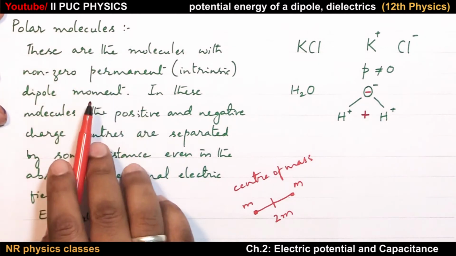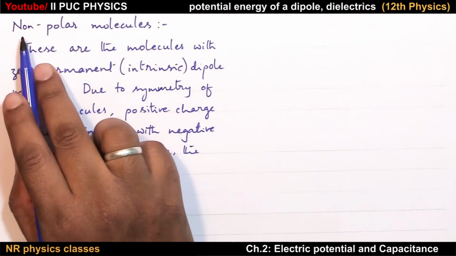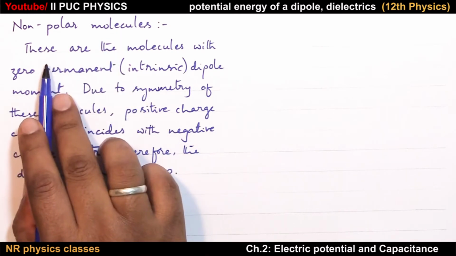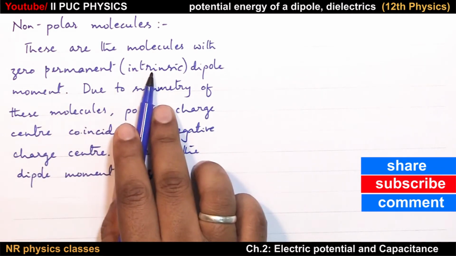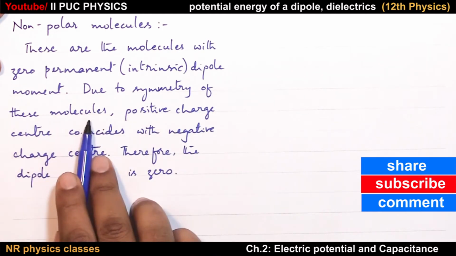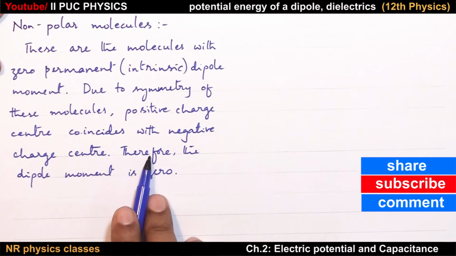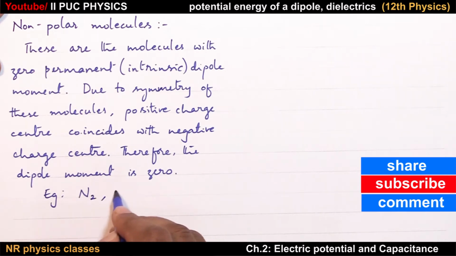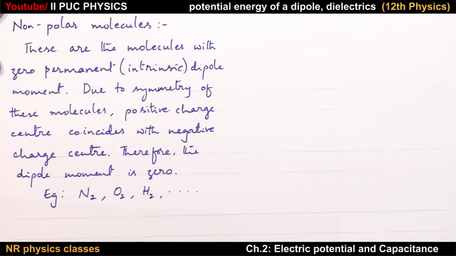For polar molecules, the statement is required, along with examples. Non-polar molecules are the molecules with zero permanent dipole moment or zero intrinsic dipole moment. Due to the symmetry of these molecules, the positive charge center coincides with the negative charge center. Therefore, the dipole moment is 0. Examples: N2, O2, H2 and similar molecules, benzene.